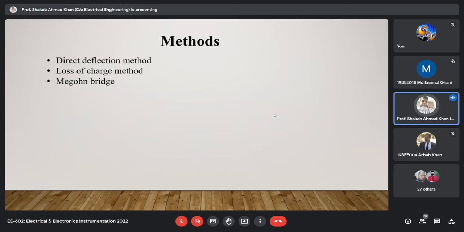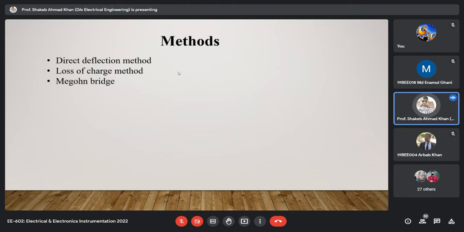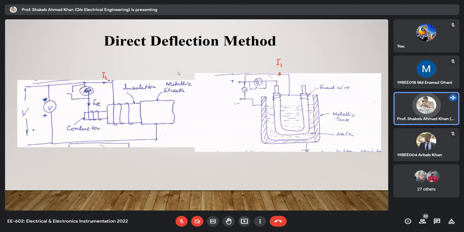Now, as far as methods are concerned, three different methods are used for measurement of high resistance: direct deflection method, loss of charge method, and mega ohm bridge method. Loss of charge method is considered the best method for measurement of high resistance. I'm starting with the direct deflection method. The direct deflection method is basically a voltmeter-ammeter method for measurement of high resistance or insulation resistance.